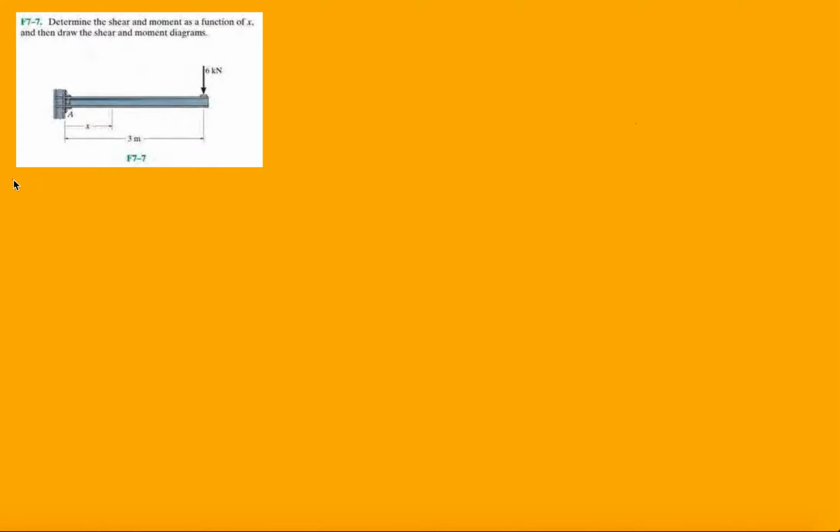So let's get started. You're going to be given a beam, and they want you to plot the shear moment diagrams as a function of x. So what you're going to have to do is find the reaction forces at a given point in this beam, and then find the equations for those internal forces. So the first thing we have to do is determine what kind of supports we have.